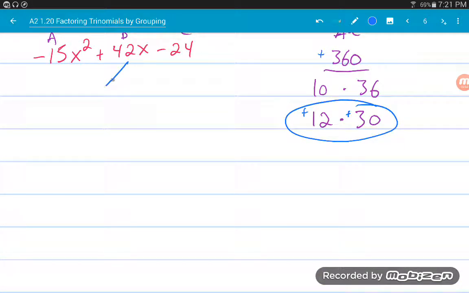So let's split this middle term up into 12x plus 30x. Bring down the other two terms, so negative 15x squared. Bring down the plus sign. Bring down the minus 24.